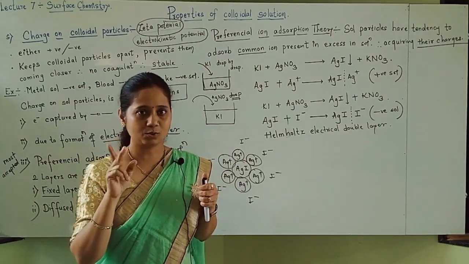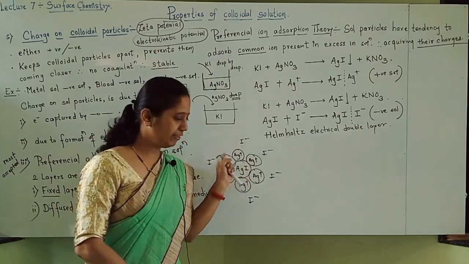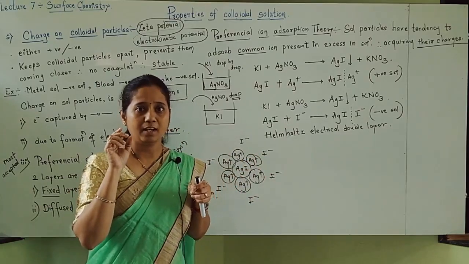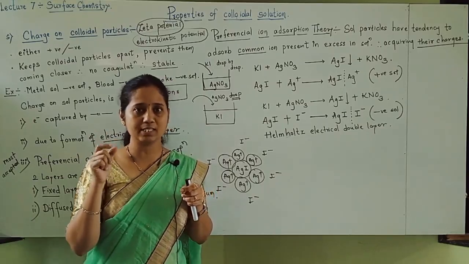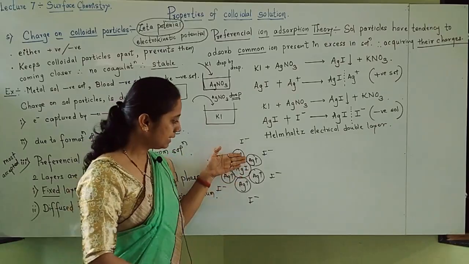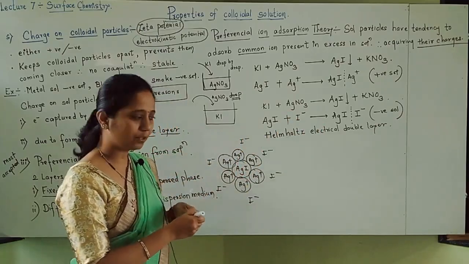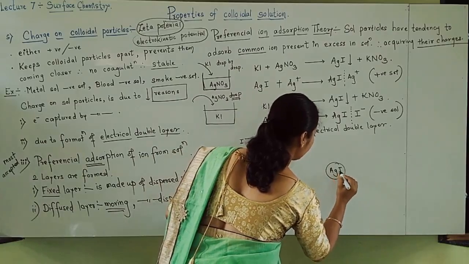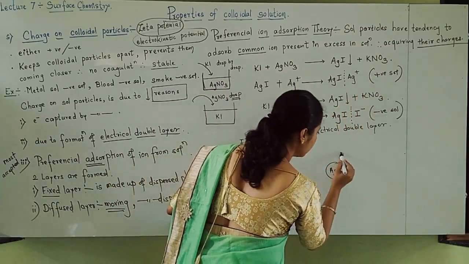There will be two layers. Two layers are formed surrounding the colloidal particle. Fixed layer and diffuse layer, both are having opposite charges, and the potential difference between these two layers is called zeta potential or electrokinetic potential. This is what I have shown for the positive sol. How will it form for the negative sol, student? Let us see. Of course, AgI in the middle. Here Ag plus is adsorbed, positive sol. Here I minus is adsorbed.